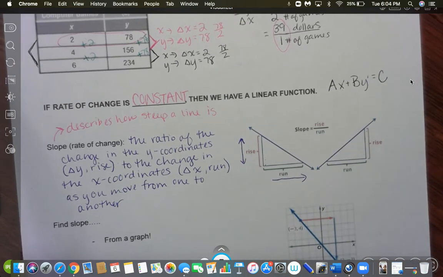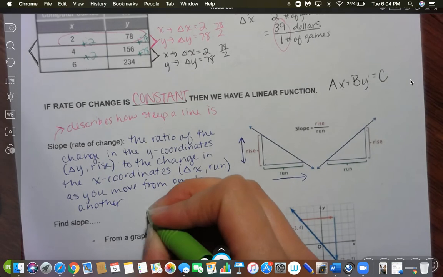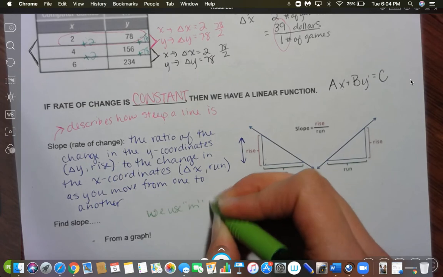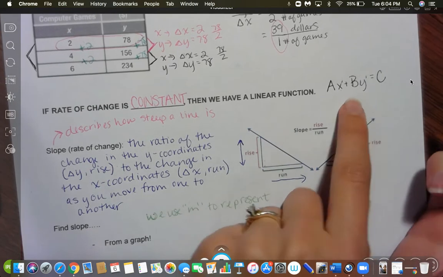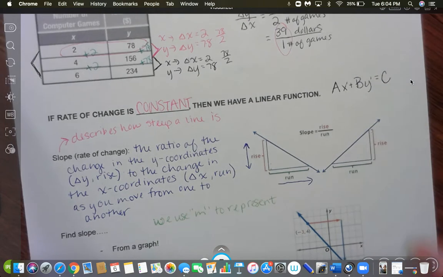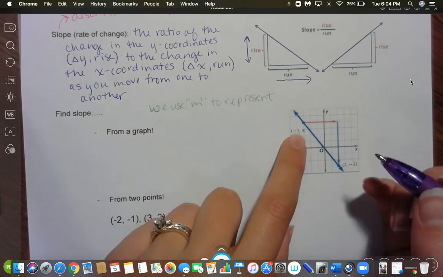All right. One quick thing before we jump into some examples. Hope this shows up. We use the letter M to represent slope, and that will really come in handy when we talk about different forms of linear functions and equations. M is going to start popping up. All right. So let's talk about finding the slope of a line on a graph. So this first example, we need to find the slope from a graph. And so this is our graph here.